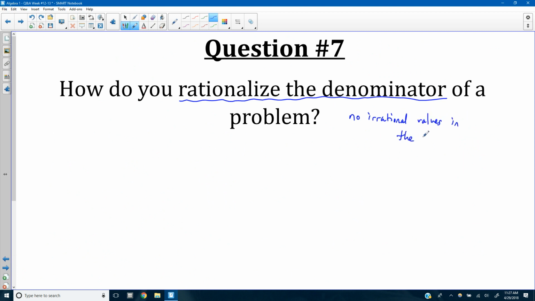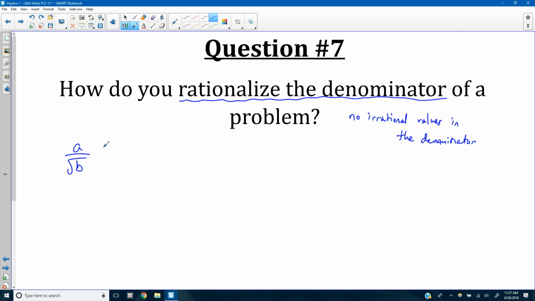We've done some things with it before, but denominator. But eventually, just no irrational values there. So, you can't have something that ends up as like a over the square root of b, where b is an irrational number. So how do you rationalize it? Well, it's really just all about two things.